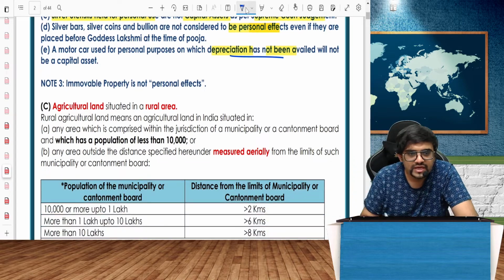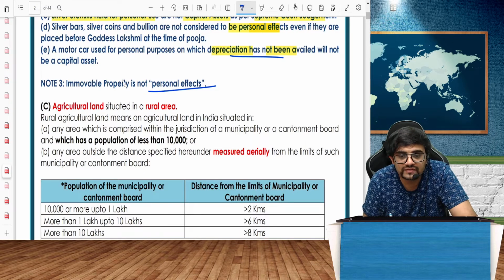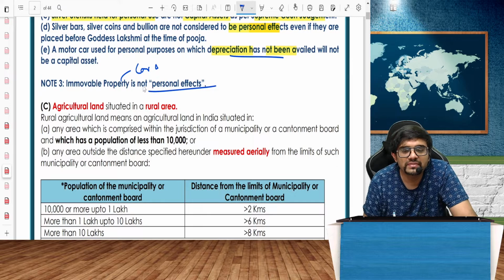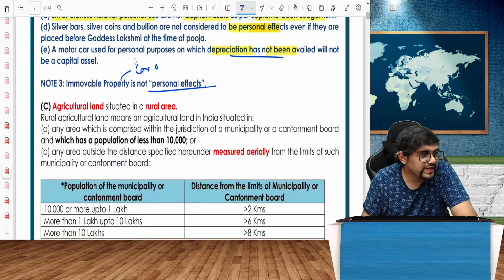Next, moving on. Immovable property is not a personal effect. Obviously, immovable property will be a capital asset. I have a house. My girlfriend Sheila auntie gifted me a house. Is it a personal effect? No. It is obviously a capital asset.